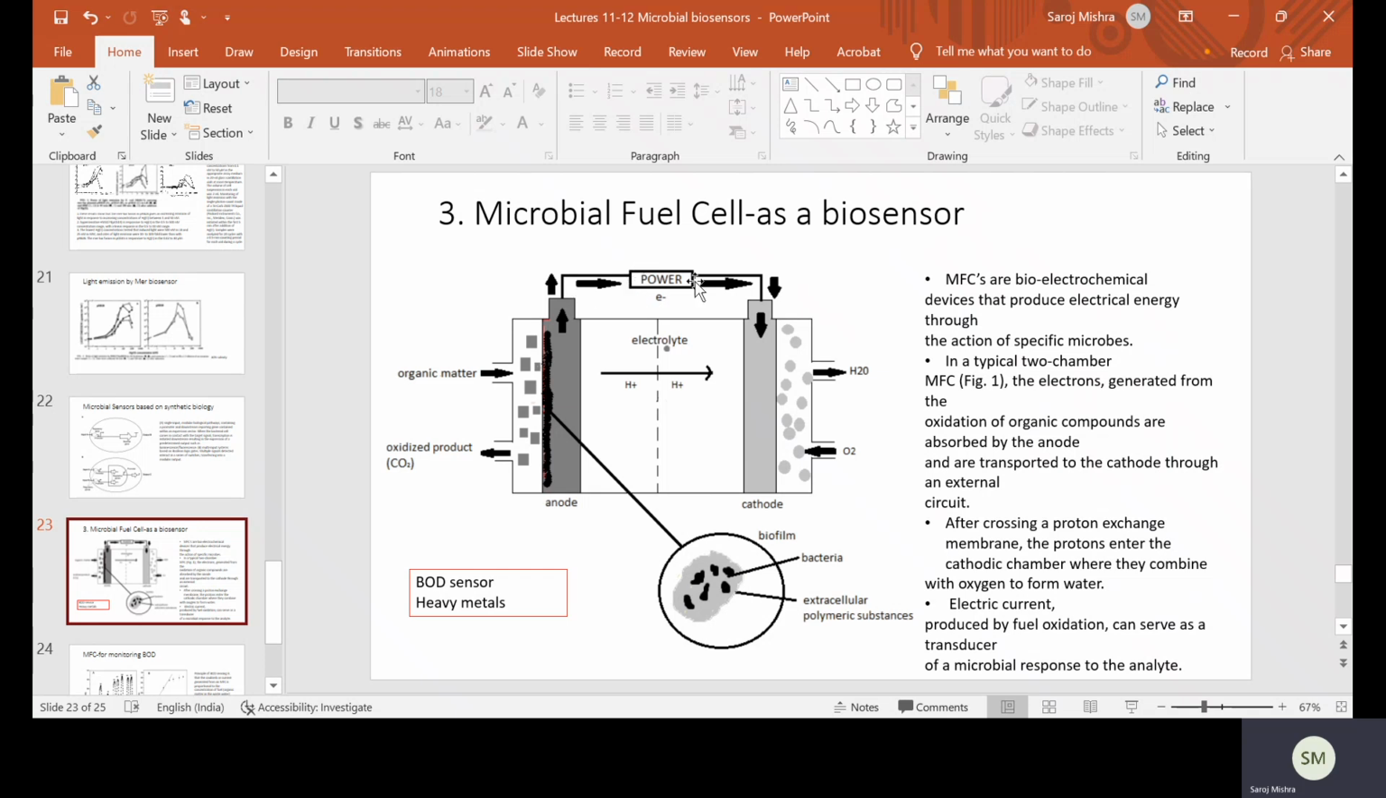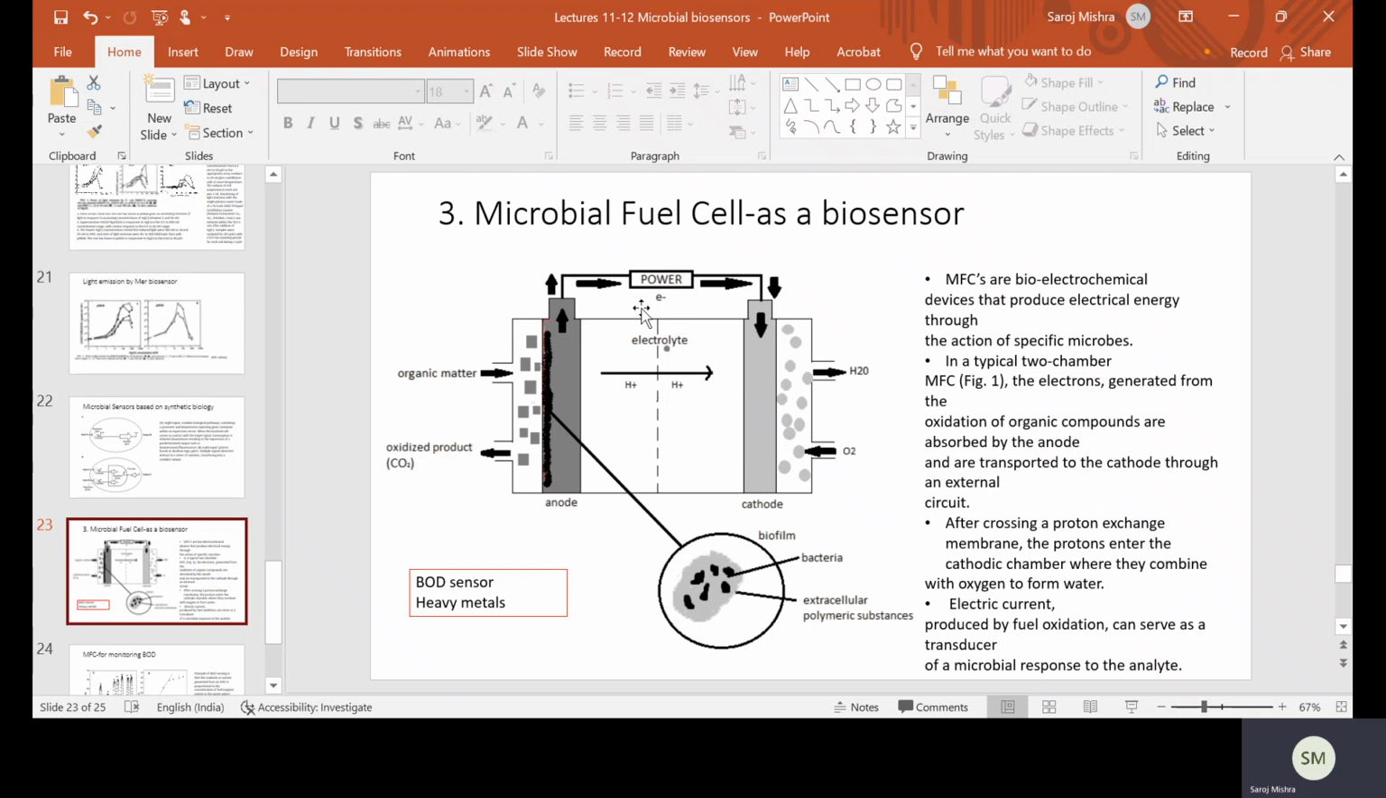So how much current is generated is directly dependent on how much organic matter is there. In other words, what you are going to use it for is to detect organic matter. This organic matter could be in the form of BOD, where a microbial fuel cell can be used as a BOD sensor, or it could be any other toxic organic compound. It could be naphthalene, or some aromatic hydrocarbon compound, benzene, or toluene, for example, which is an organic matter that these microorganisms are capable of taking up and mineralizing to carbon dioxide.